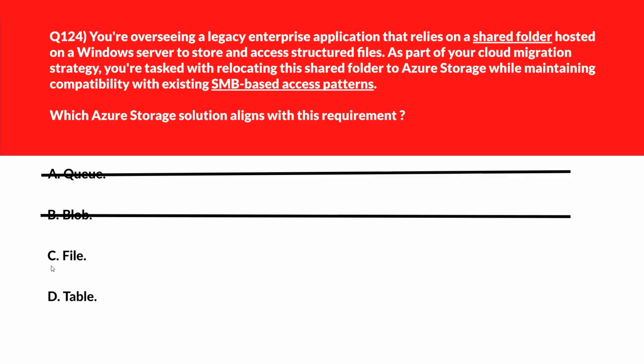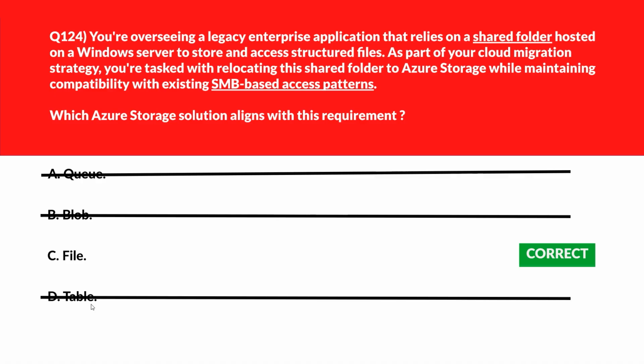C says file. Azure File Storage supports the SMB protocol and is designed for lift and shift of Windows shared folders. Let's keep this. We'll move to D. D says table. Table storage is intended for NoSQL structured data, not file based storage. Incorrect. We'll lock option C, file, as the right answer.